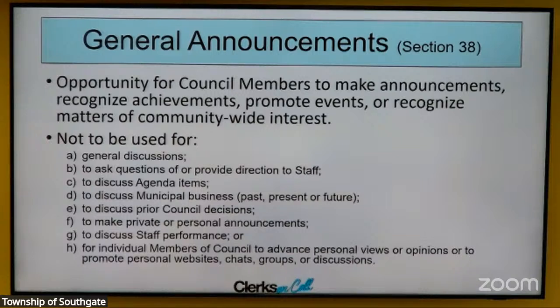And these announcements are typically not related to directing municipal business. So therefore, the details of the announcements will not be included in the formal part of the minutes.